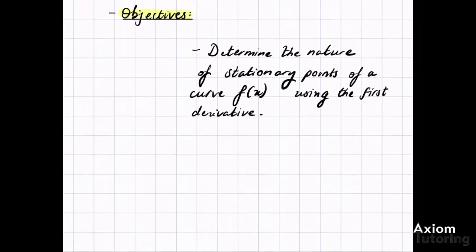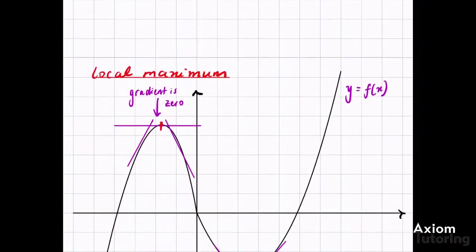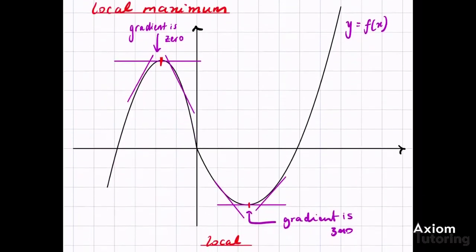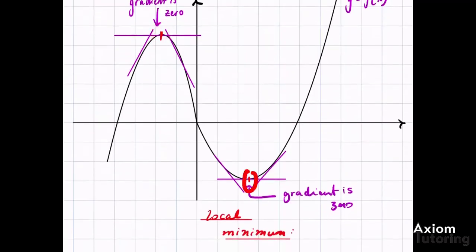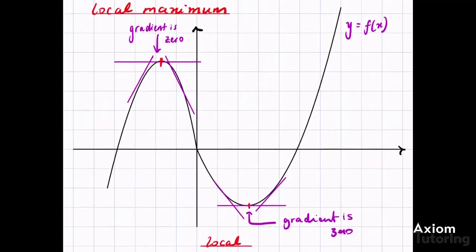So the objectives for this video are to determine the nature of stationary points of a curve f of x using the first derivative. If we think back to the previous videos, we know that the first derivative represents the slope of a curve f of x. So I've sketched a curve f of x here, and I've also labeled the two stationary points. The stationary points are where the gradient is 0, so that's here and here. And we want to determine the nature of these stationary points.